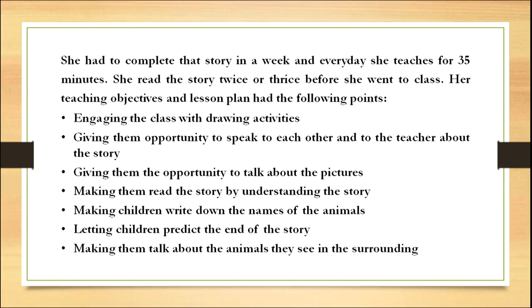Number 1 is engaging the class with drawing activities. Next one is giving them the opportunity to speak to each other and to the teacher about the story. Next, giving them the opportunity to talk about the picture and then making them read the story by understanding the story, and then making children write down the names of the animals. After that, letting children predict the end of the story and then making them talk about the animals they see in their surroundings. After this, we will discuss her day-wise plan.